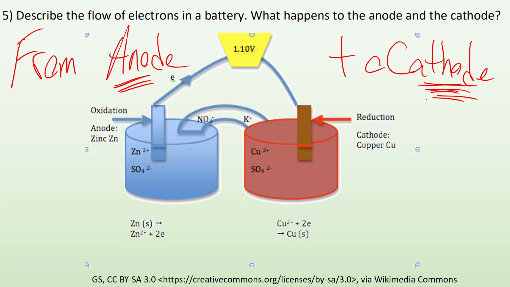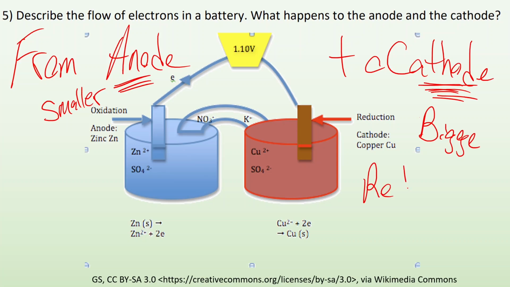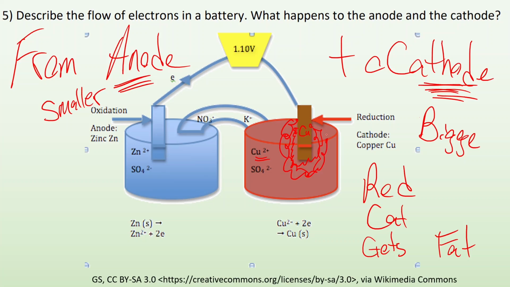And what happens to the anode and the cathode? Well, the anode gets smaller, and the cathode gets bigger. The way I remember that is red cat, reduction at the cathode, gets fat. It grows. And why is that? Well, for example, in this one, we have Cu plus 2 getting reduced to become Cu 0. It's going to become the metal that attaches to the electrode, and it's going to grow. The longer that goes on, the more copper ions get reduced, the more get attached to that electrode, it gets bigger. All right, and that's it for that section.